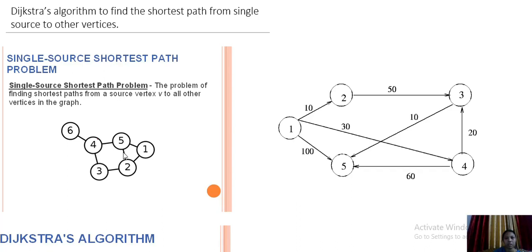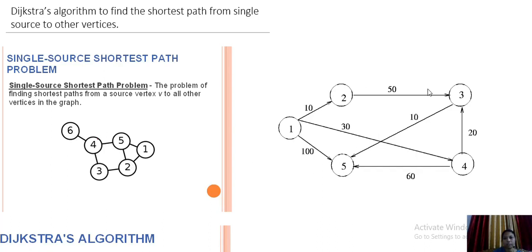So this Dijkstra's algorithm will work for both directed as well as undirected graph. Here we can choose any node as a source. Say for example, you can select 6 as a source, or 5 as a source, or 1 as a source. Any node can be selected as a source, and from that source we have to find the shortest path to all the other vertices. Similarly, in the case of a directed graph as well, we can choose any one of the nodes as a source node, and from that source node we have to find the shortest path to all the other vertices.